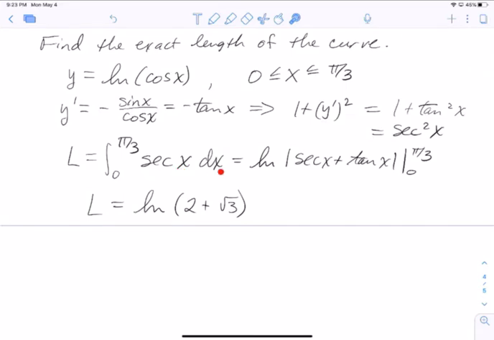secant of x dx. As you may recall, the integral of the secant of x is the natural log of the secant of x plus the tangent of x. And we're going to evaluate that from 0 to pi over 3. The secant of pi over 3 is 2. And the tangent of pi over 3 is the square root of 3.